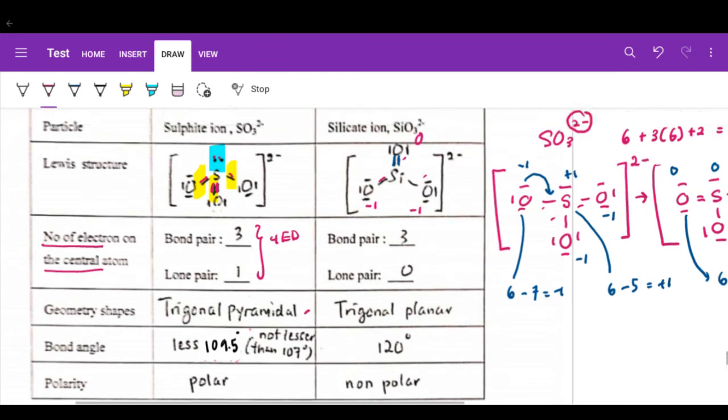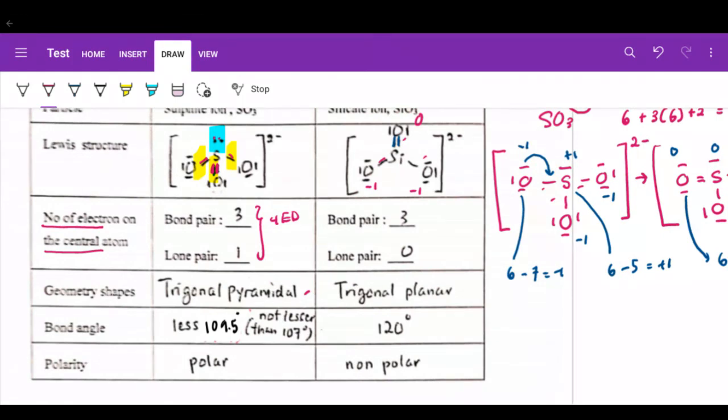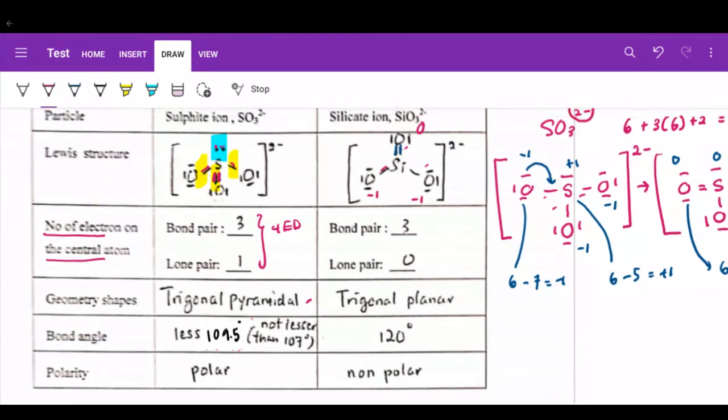Bond angle. Okay, bond angle for tetrahedral is 109.5. So when it has 1 lone pair, the angle should be less than 109.5 because the repulsion between lone pair and bonding pair is greater. It will force the bonding pair to come closer to each other. And for the silicate ion, it has 120 degree. All the angles are the same. There is no lone pair.